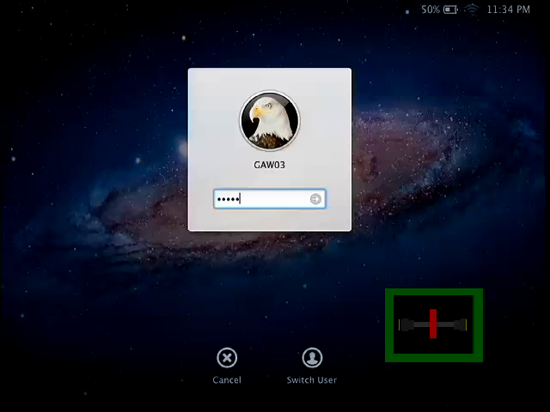Is that right? No, I'm having some problems. Does anyone have an adapter for a power?